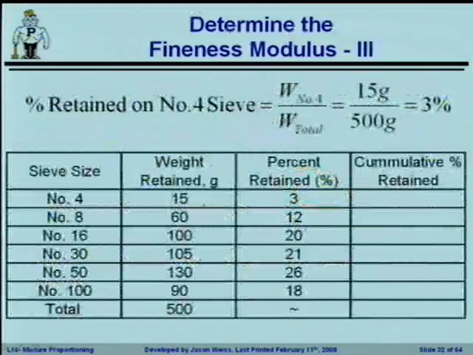We would do that for all of the other sieves, and one of the beautiful things is this is one of those types of calculations that, when you do it every day, can be automated quite nicely so that you don't have to run through it. 60 over 500 would give you 12%, 100 over 500, 20%, 21%, 26%, and 18%.